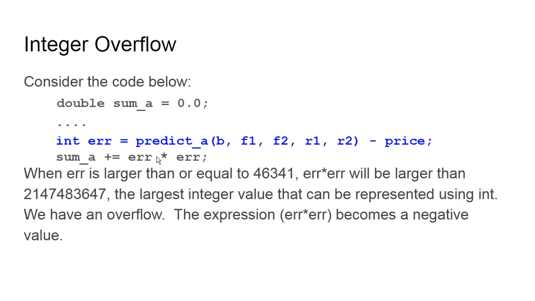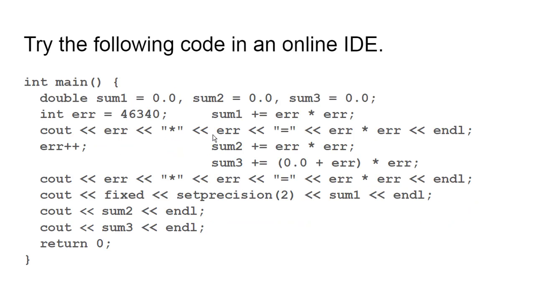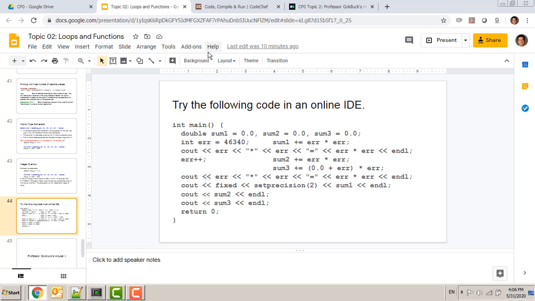And the reason is, if we look at the last statement, error is an integer. So when we are doing the multiplication, the compiler doesn't know how this value will be used. So this error times error is treated as an integer calculation. Then the overflow will occur, and when we add this number to sum, we will convert that into double. But at that point, the number is already negative, and then we convert a negative number into double.